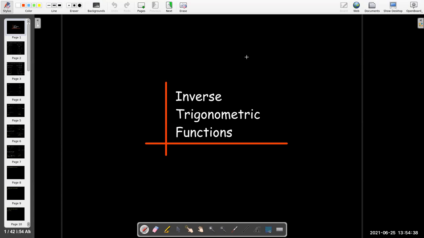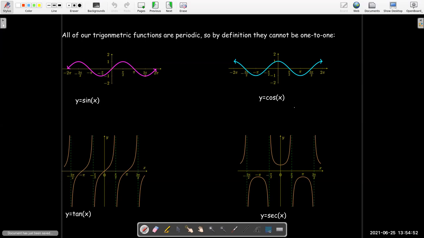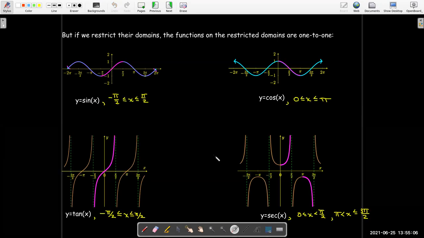In this video, we're going to do a quick review of the inverse trigonometric functions. Now, none of our trig functions are one-to-one because they're periodic functions. But if we were to restrict the domain of our trig functions, so for example, if I only looked at the portion of sine of x between negative pi and pi, so this magenta portion right here, well, that portion would represent a one-to-one function. The same with the other trig functions.